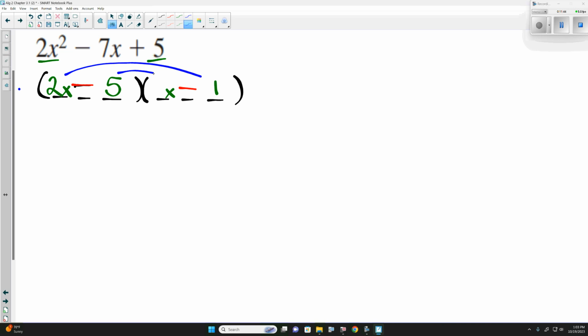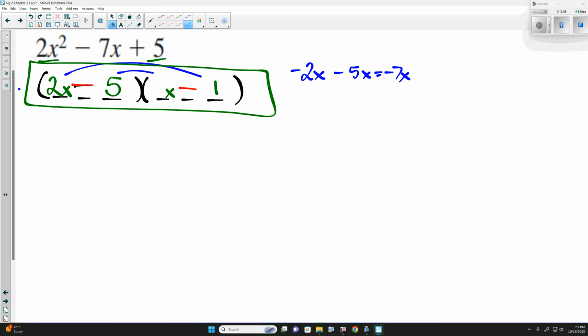Then we can check. 2x times negative 1 is negative 2x. Negative 5 times x is negative 5x. And negative 2x minus 5x is negative 7x. Is that what we wanted? So we're done. So if we get it on the first try, we don't have to try any other combination because that's the one that works. Questions on this here?